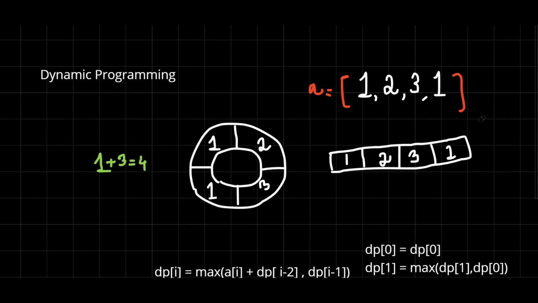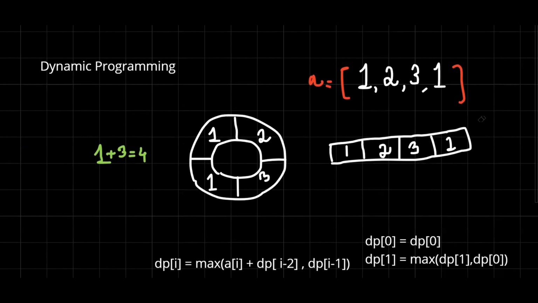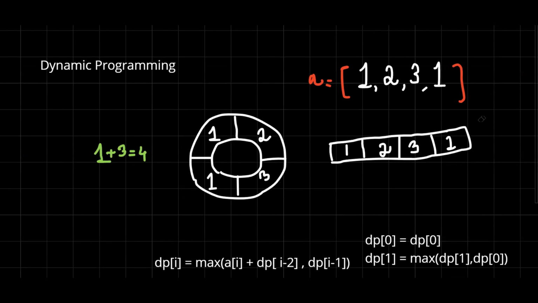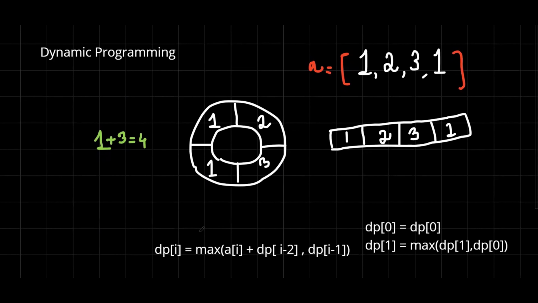Now, as we solve this problem by using dynamic programming, according to the first problem of House Robber, the equation is strictly similar, where dp[i] is equal to the maximum of a[i] + dp[i-2] and dp[i-1], where dp[0] is equal to a[0], and dp[1] is equal to the maximum of a[1] and a[0].